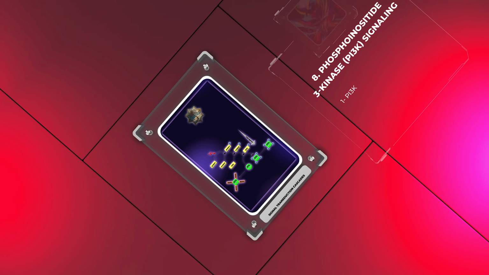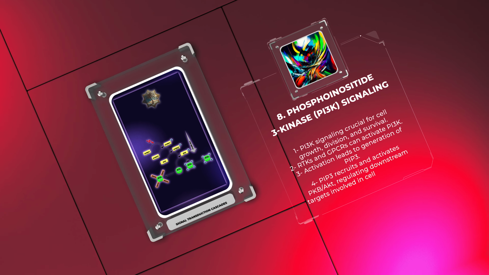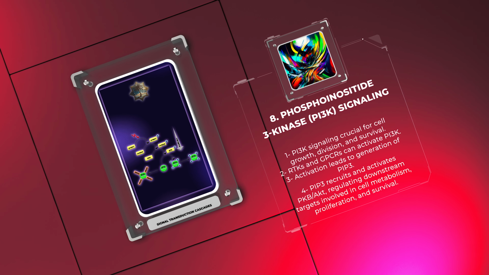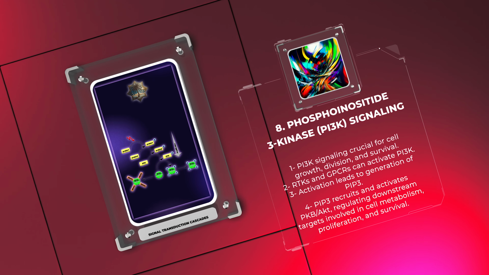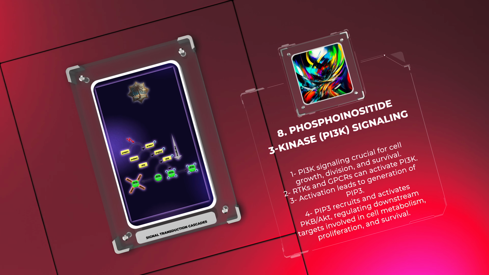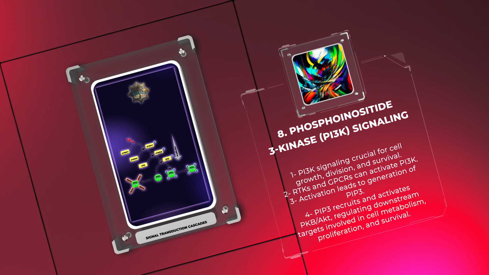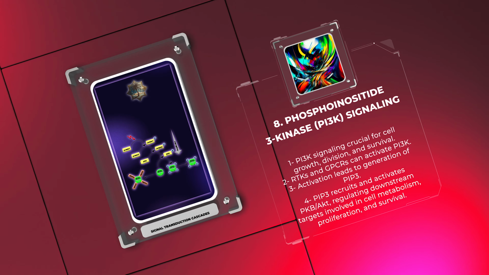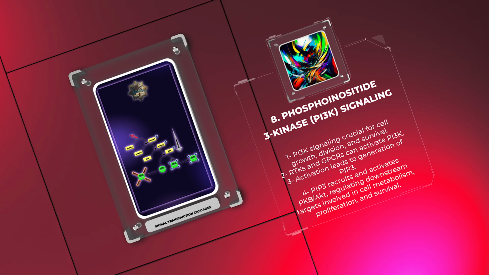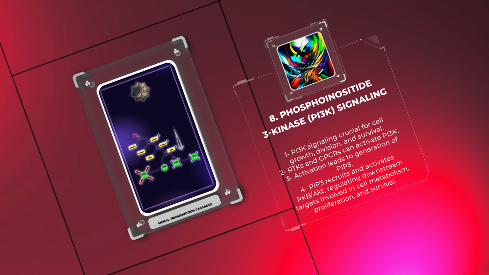PI3K signaling is crucial for cell growth, division, and survival. Activated RTKs and GPCRs can activate PI3K, leading to the generation of phosphatidylinositol 3,4,5 triphosphate, PIP3. PIP3 recruits and activates protein kinase B, PKB/AKT, which regulates various downstream targets involved in cell metabolism, proliferation, and survival.